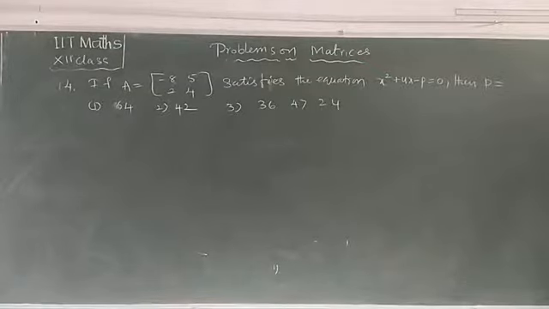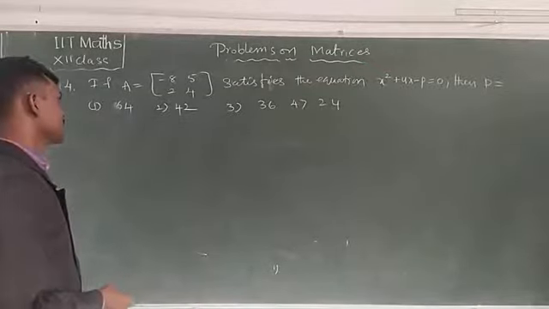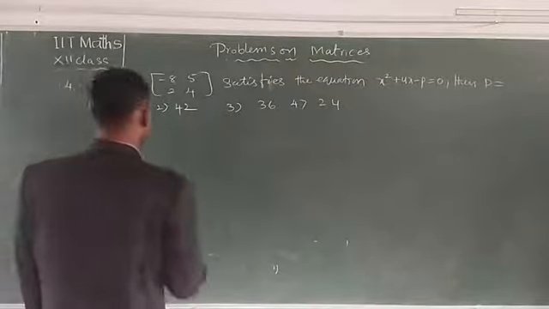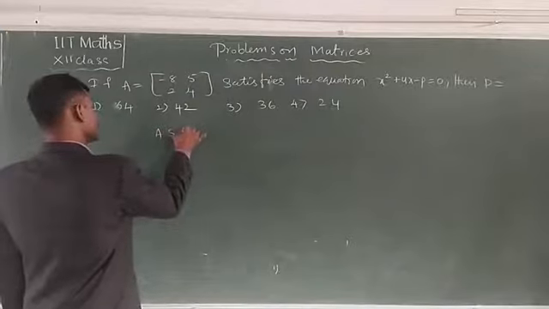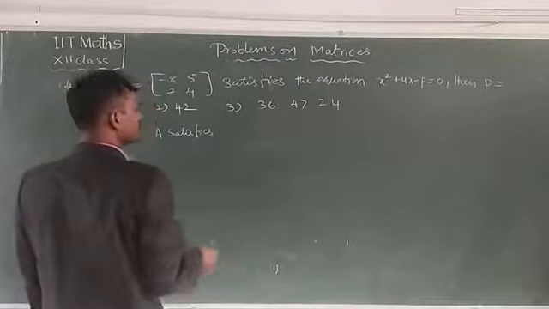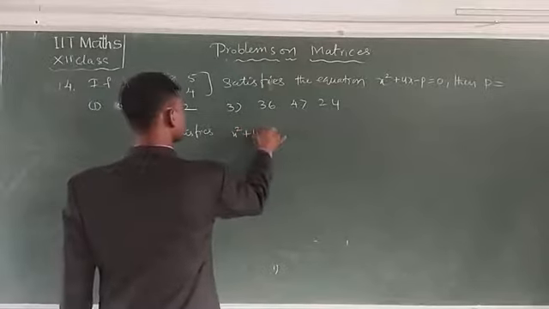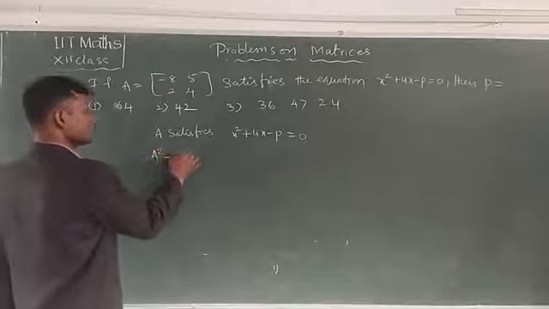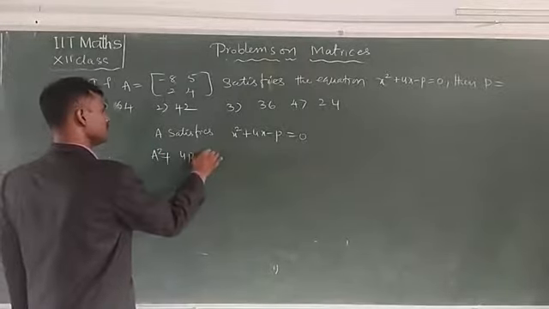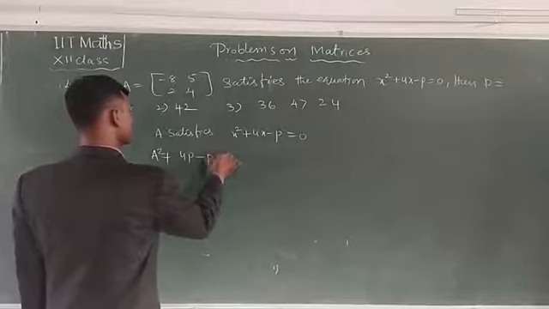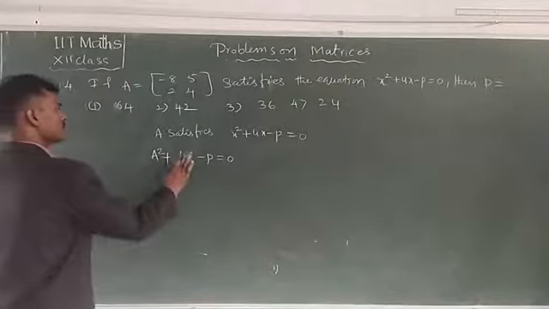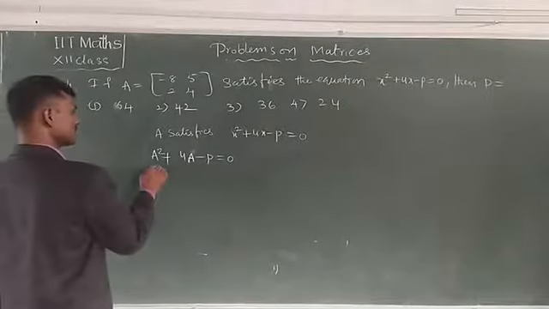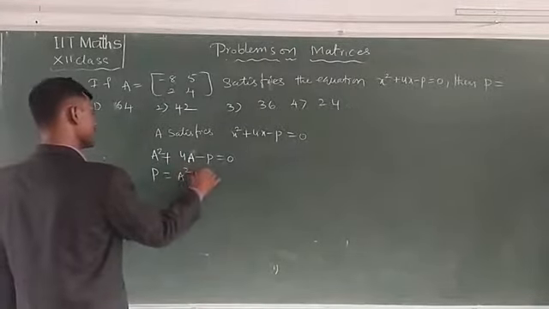Okay, next problem. If A is equal to the matrix [-8, 5; 2, 4] satisfies the equation x² + 4x - p = 0, then A satisfies the given equation: A² + 4A - pI = 0. This can be written as pI = A² + 4A.